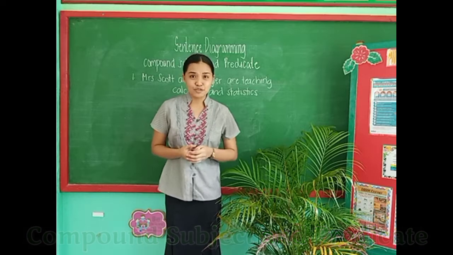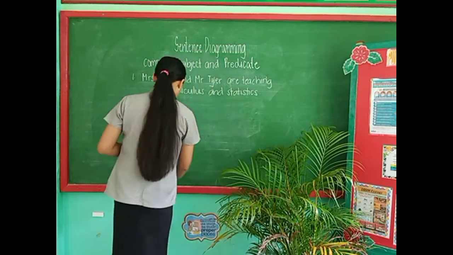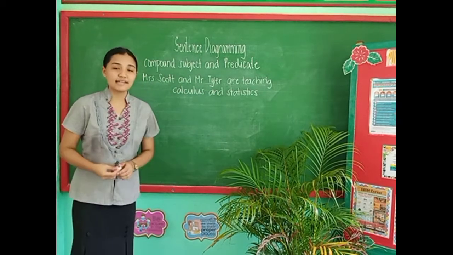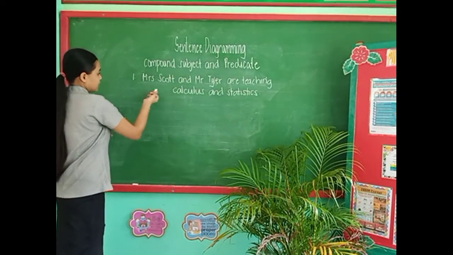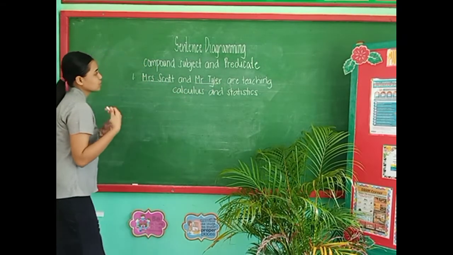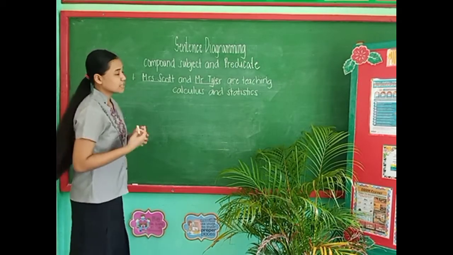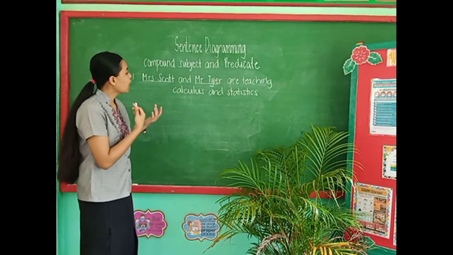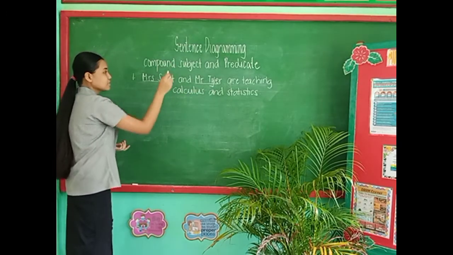With a compound subject and predicate, the diagram begins to branch out. For example, Mrs. Scott and Mr. Tyler are teaching calculus and statistics. In this sentence, the compound subject is Mrs. Scott and Mr. Tyler. A compound subject is a subject with two simple subjects. So Mrs. Scott and Mr. Tyler is the compound subject.